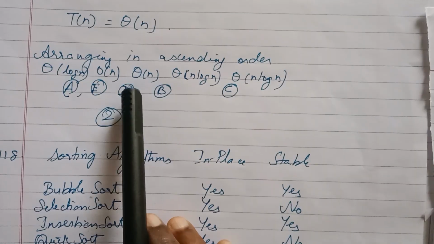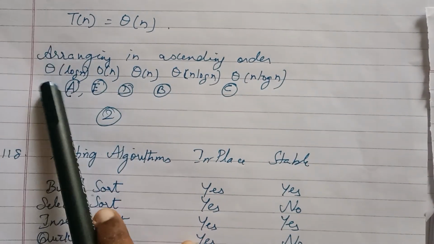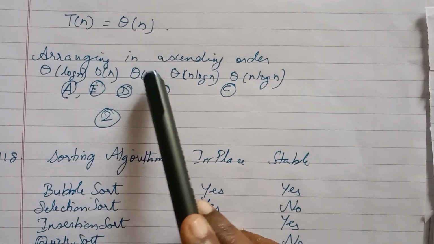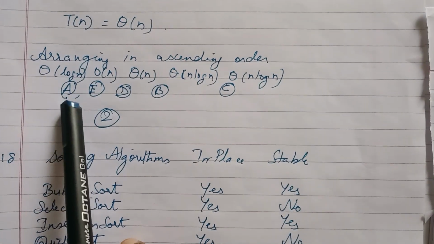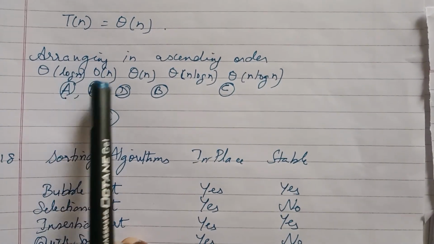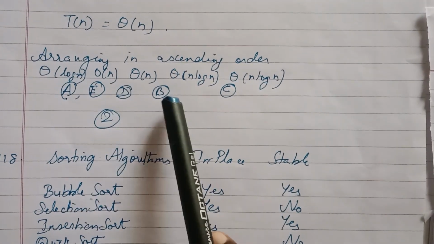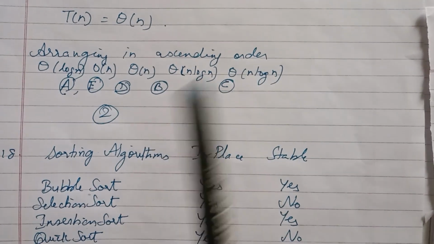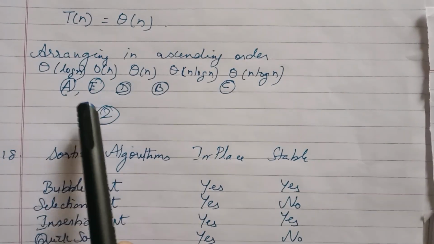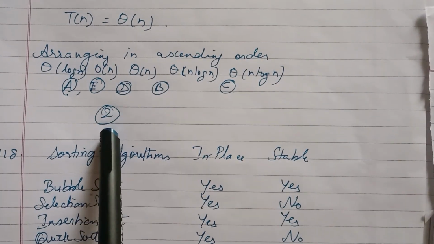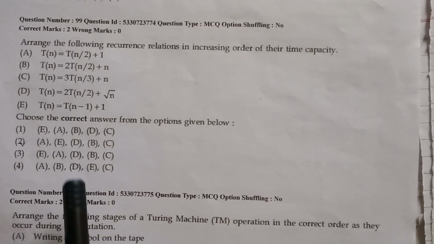Now we arrange in ascending order. How will you get the ascending order? Least will be order of log n, then order of n, then order of n, then order of n log n, and then order of n log n. So order of log n is a, order of n is e, and e and d both are order of n, and then b and c are order of n log n. So the arranged order is a, e, d, b, c, and the correct option is option number 2. So question number 99, correct option is option number 2, that is a, e, d, b, c.